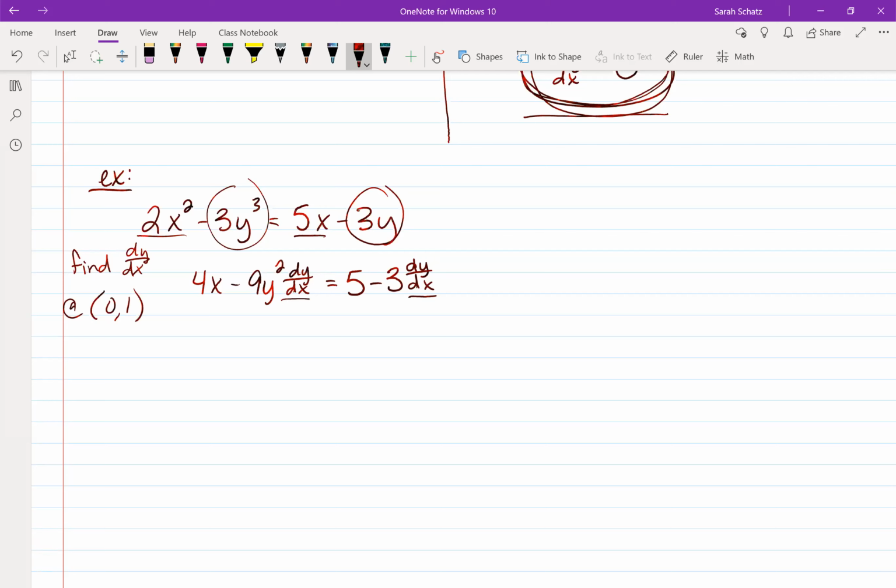But remember, I have a point to put in, and once you take the derivative of everything, you can now put in your point at 0, 1, and it's going to make the algebra a lot simpler for us, because if x is 0, then we have 4 times 0 minus 9 times 1 squared dy dx equals, now nothing gets subbed in over here because on this side we didn't have any just x's and y's left. So over here it looks the same, 5 minus 3 dy dx.